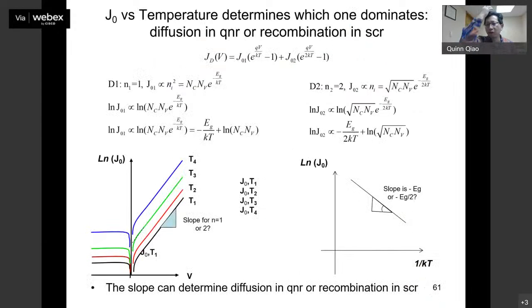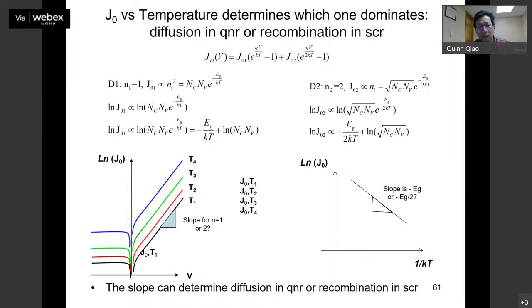If you want to figure out which one dominates at what range of this, what you can do is just plot it. You plot this in an IV curve, this semi-log IV curve. You'll figure out from the slope whether n is 1 or n equals 2, right? If n equals 1, you know that diffusion in the p side is dominant. If n equals 2, you know that SCR recombination is dominant, okay? So that's pretty simple.